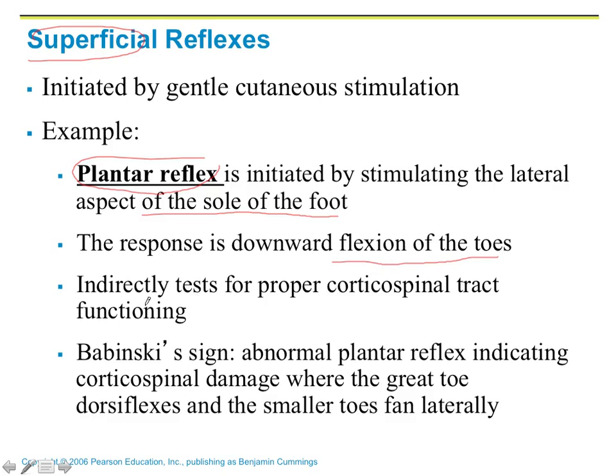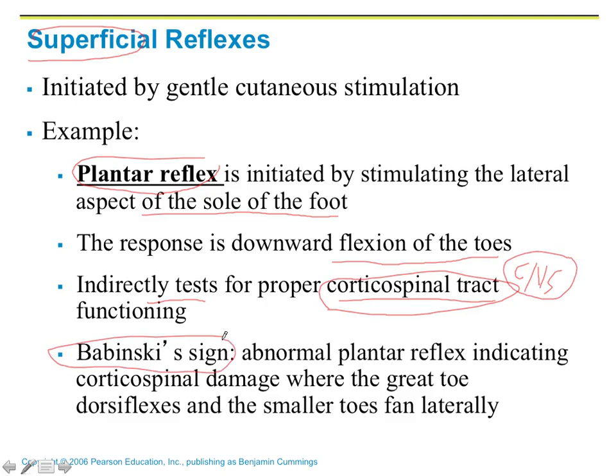We can use this test to detect if there is impairment or damage to the corticospinal tract, because the stimulus will be sent to the brain through the corticospinal tract. Since the corticospinal tract is in the central nervous system, in the spinal cord and the brain, if this part has damage or impairment, it means we have lesions in our central nervous system. So this test is called the Babinski sign.